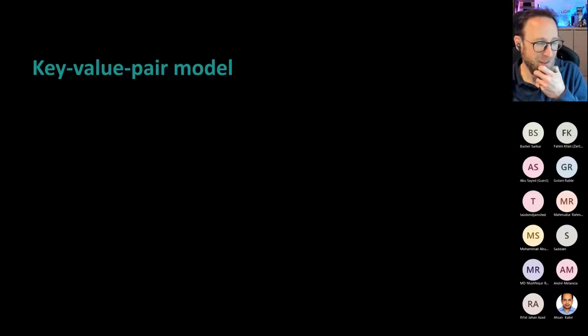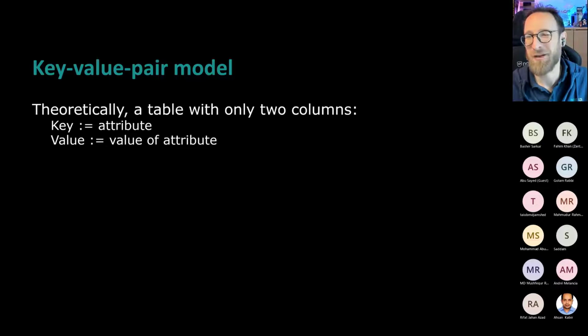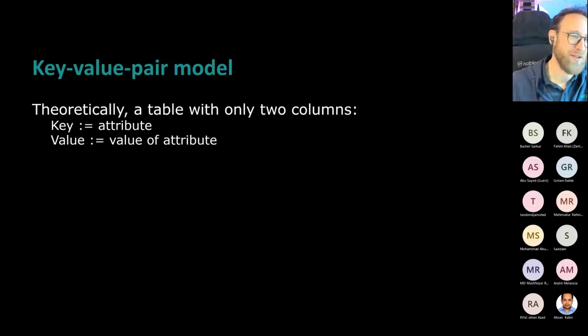Okay, so the key value pair model. What is the key value pair model? A key value pair table is a table, basically, theoretically, with only 2 columns. There's a key column and there's a value column. And those pairs, that's why it's called key value pairs. Pairs of those 2 columns.